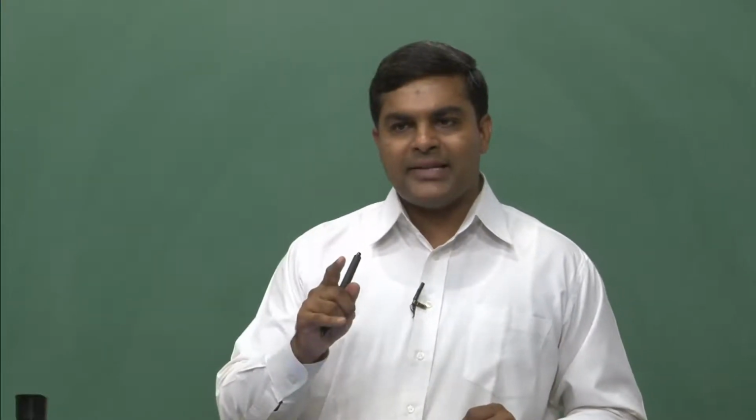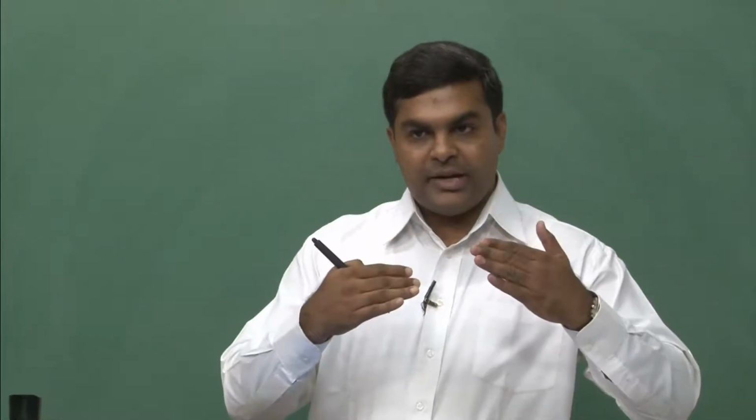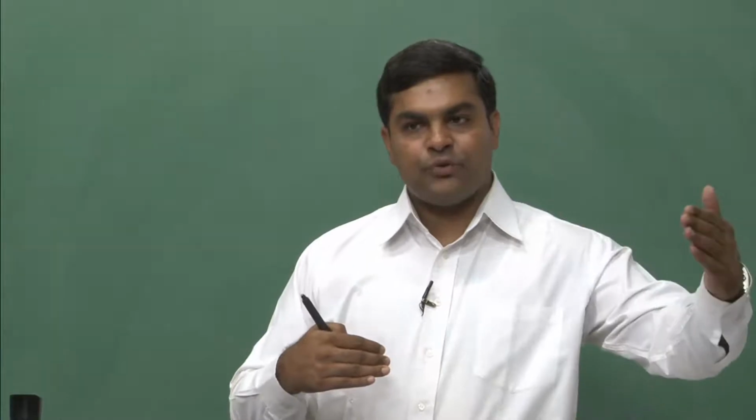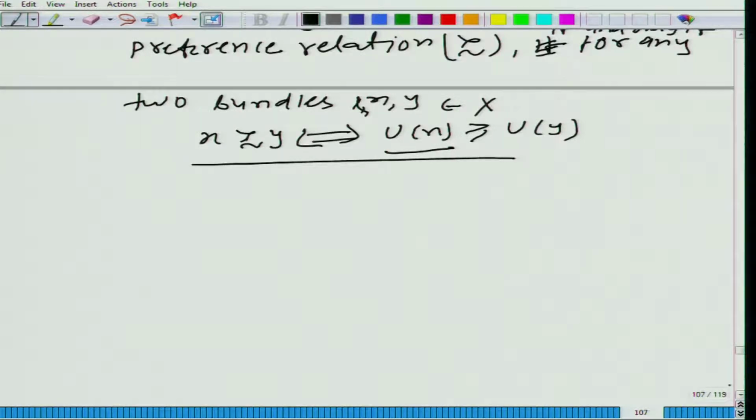So completeness is satisfied. Similarly, if you take a bundle and compare it with itself, a number is at least as big as itself, so reflexivity is also satisfied. How about transitivity? Transitivity is also satisfied, because take three bundles: if the first is greater than the second and the second is greater than the third, then of course the first is greater than the third, implying that the first is preferred over the last. So all these three properties are satisfied. Fine? Okay? So you can prove it. I am not proving it rigorously.